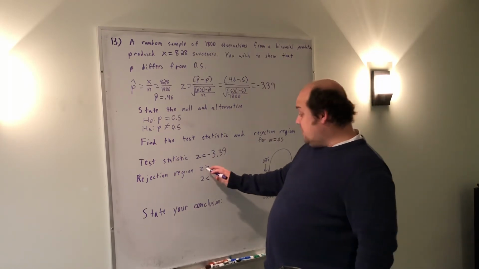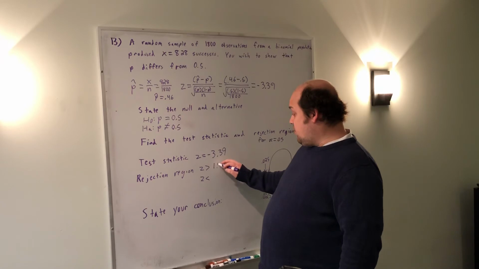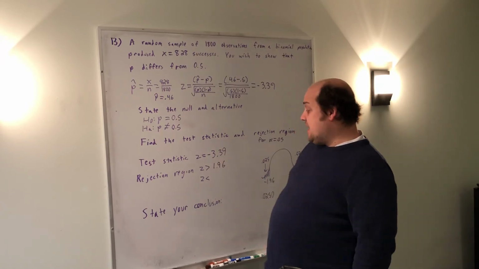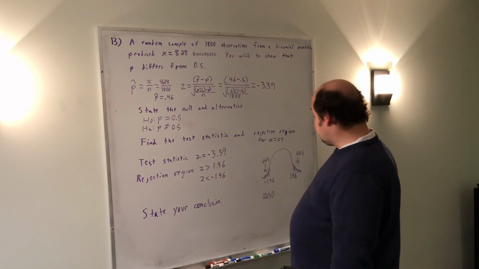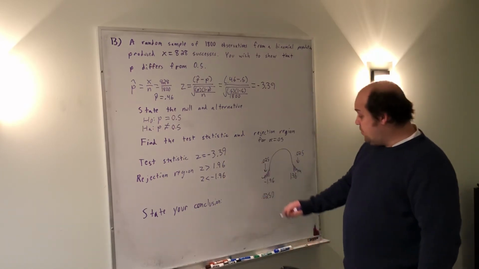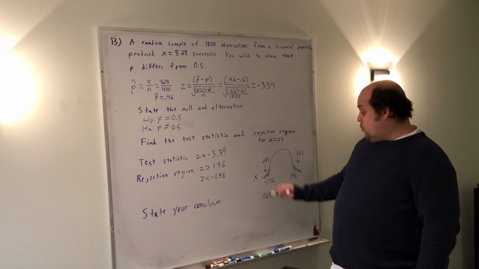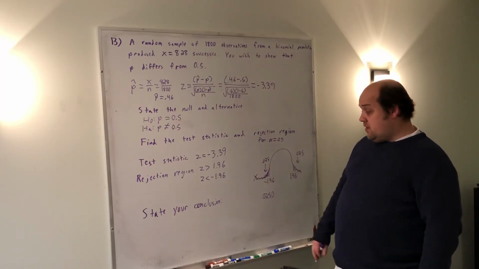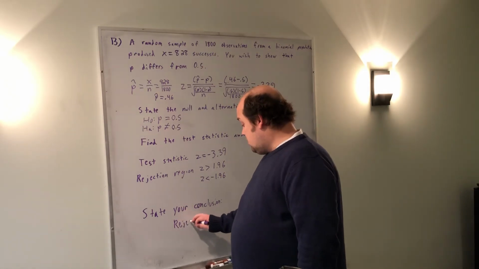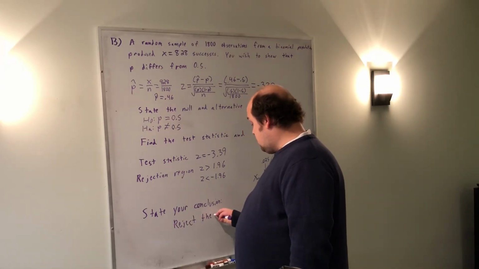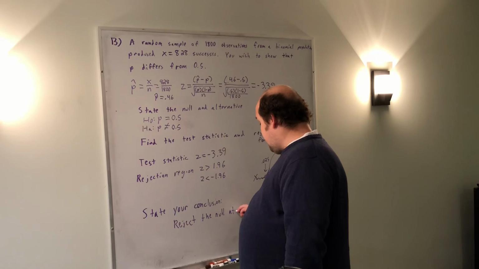So for my positive region, z is greater than 1.96. For my negative region, z is less than negative 1.96. This negative 3.39 falls well into this shaded region. For that reason, I reject the null at the 5% level.